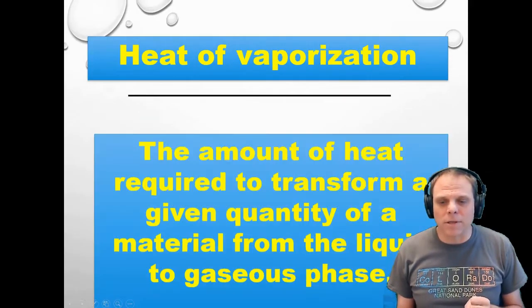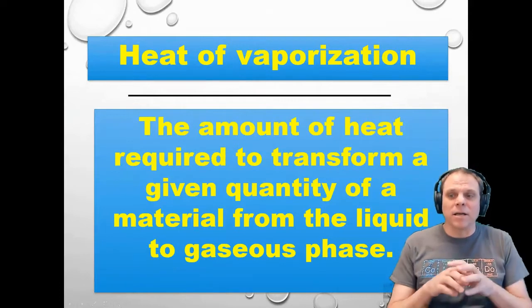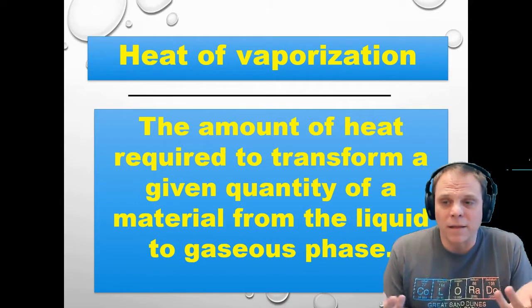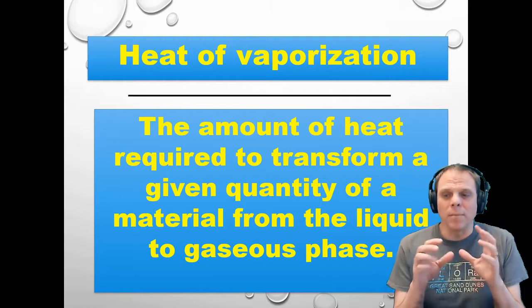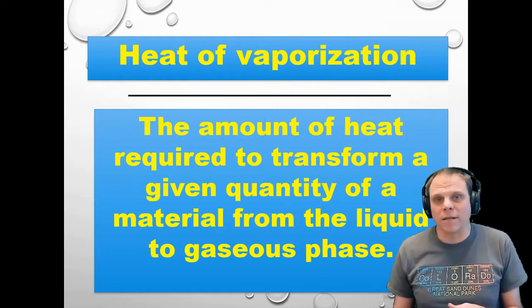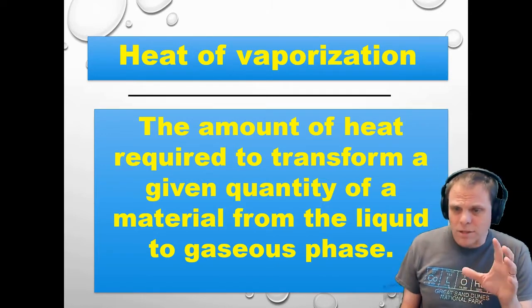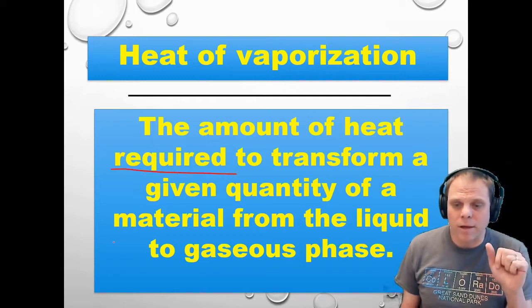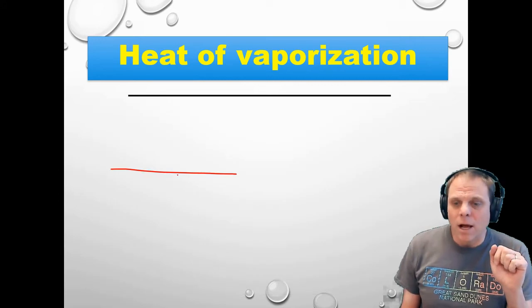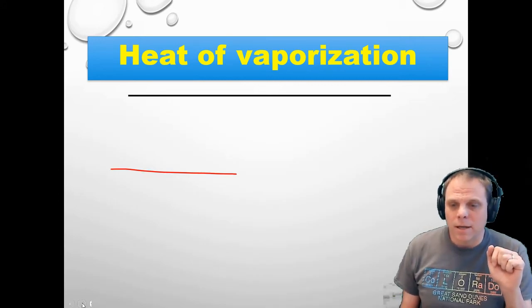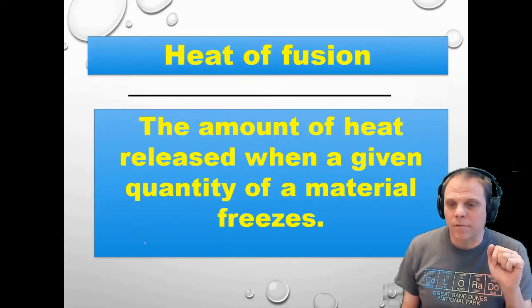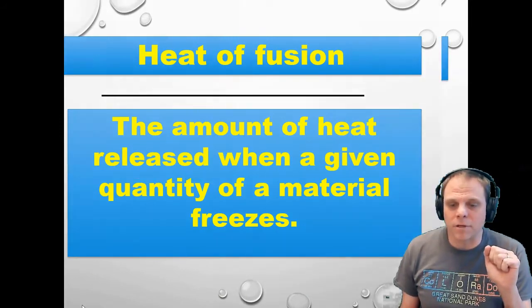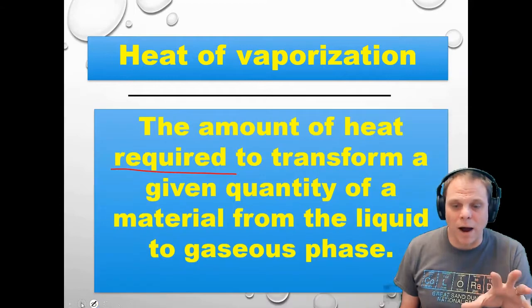And then they have heat of vaporization. This is the amount of heat that is given off when a material goes from the liquid to the gaseous phase. Now this, sorry, not given off. In this case, it's required. We said it one way the other time, but this time it's required. So before we had released, and that's for heat of fusion. And then for heat of vaporization, you have the amount required.